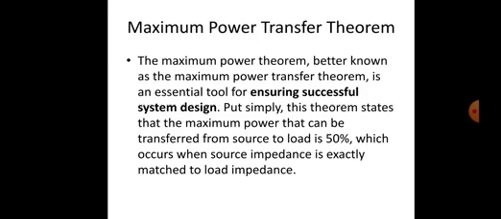The maximum power theorem, better known as the maximum power transfer theorem, is an essential tool for ensuring successful system design. Put simply, this theorem states that the maximum efficiency with which power can be transferred from source to load is 50%, which occurs when source impedance is exactly matched to load impedance.